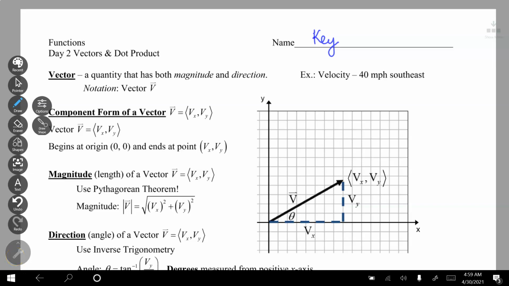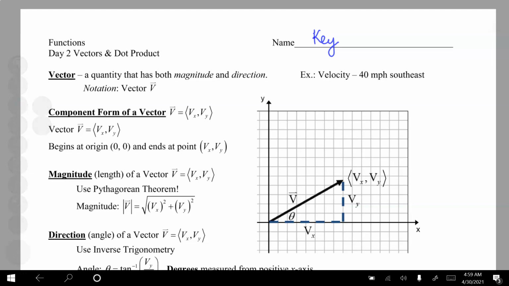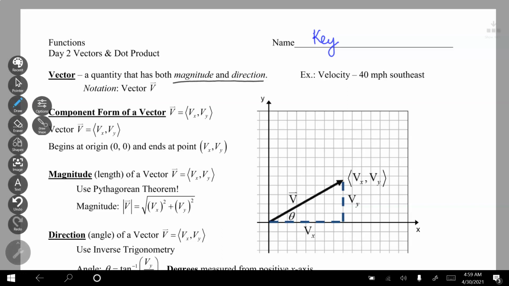Welcome to day 2 of vectors. We're going to do more work with vectors, and we're going to talk about something called dot product. First, reviewing a vector. A vector is both magnitude and direction.